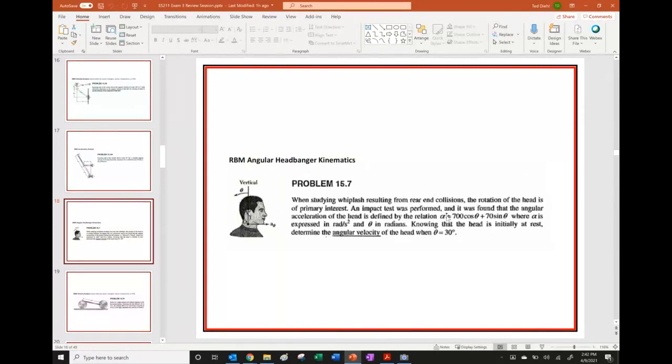All right, so we want to find the angular velocity when, yes, whiplash does hurt. I totally agree. Although I used to go to heavy metal concerts and purposefully whiplash. So there you go. That shows you the intelligence of youth.